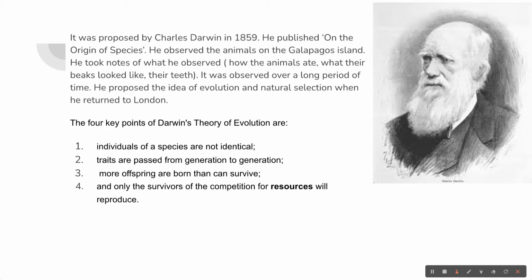We'll go through some of those scientists and their contribution to this. So what he discovered was that there are 4 key points of his theory. Individuals of a species are not identical. They're not the same. So like humans, we're not all the same. Traits are passed from generation to generation. So you could say whatever trait you get from your grandparents or your parents or your great-great-grandparents.